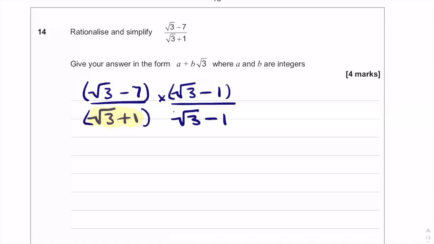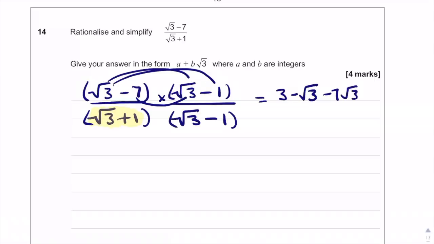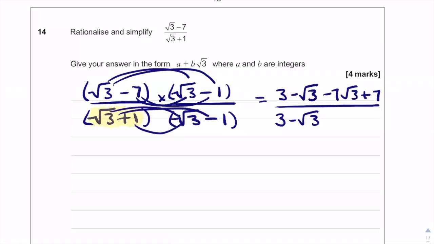And what we end up doing, if we put brackets around these two fractions, is root 3 times root 3, which is 3, then root 3 times minus 1, which is minus root 3, minus 7 times root 3, which is minus 7 root 3, and then minus 7 times minus 1, which is plus 7. And then that's all over root 3 times root 3, which is 3, root 3 times minus 1, which is minus root 3, 1 times root 3, which is plus root 3, and 1 times minus 1, which is minus 1.